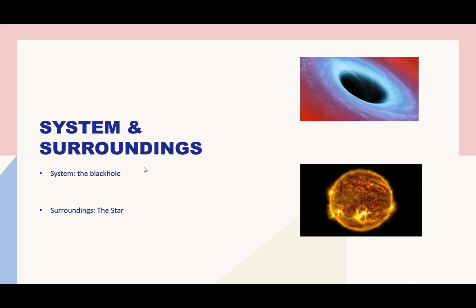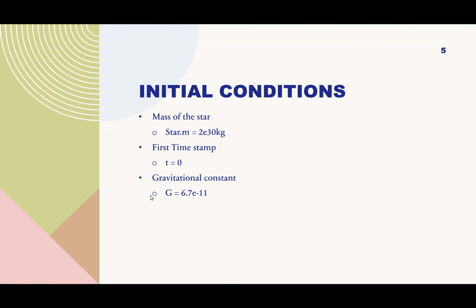Now, system and surroundings of the first part of our lab: the system is going to be the black hole and the surrounding is going to be the star. Our initial conditions are that the mass of the star is 2 times 10 to the 30 kilograms, and the first timestamp is going to be t equals 0, and our gravitational constant is going to be 6.7 times 10 to the negative 11.